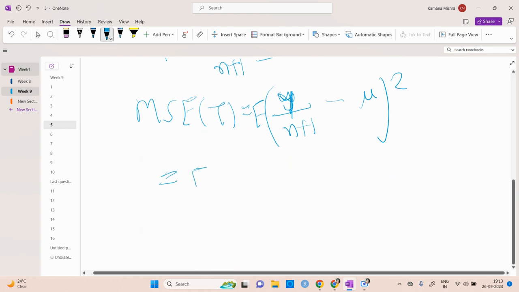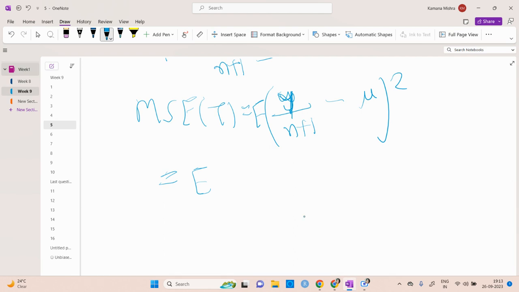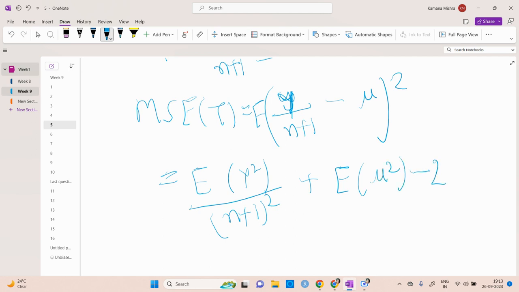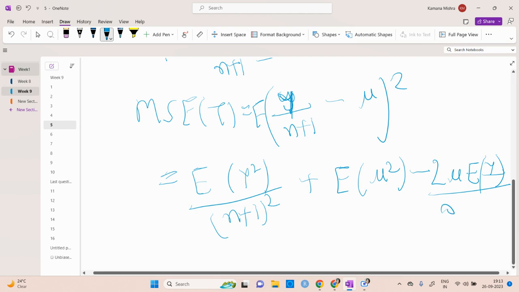Now it will be equal to what? Expectation of a minus b whole square. So it will be expectation of y square divided by n plus 1 whole square, this is constant, plus expectation of mu square, minus 2 times expectation of mu, and then expectation of y, and the whole divided by n plus 1.